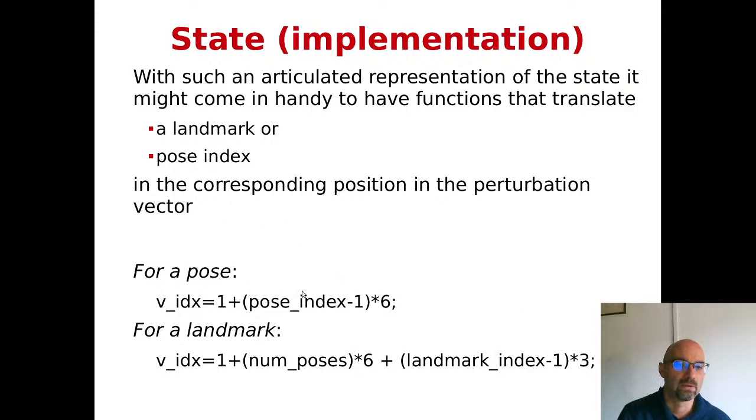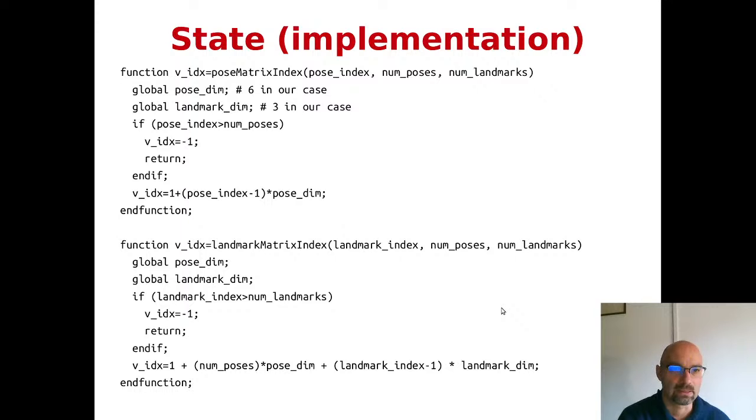So, how do we determine the index of a robot position? Well, let's say that this is the third robot pose. The third robot pose will be at 1 plus the pose index minus 1, because I have to subtract 1 since I'm on Octave, times 6, and I find the position where the perturbation of the pose index variable begins. Similarly, for the landmark, I will have to skip all the poses and then move forward by the landmark index. And then just for completeness, you have here the Octave implementation of these two functions that I hope will not generate any pain in the belly.